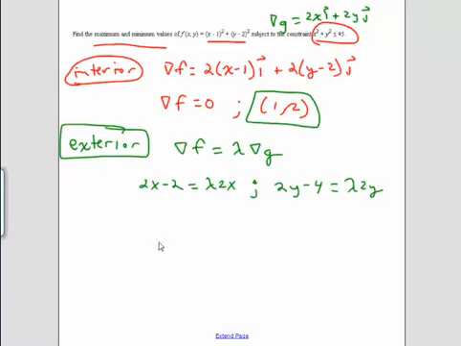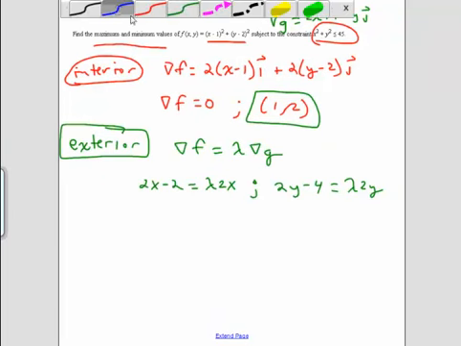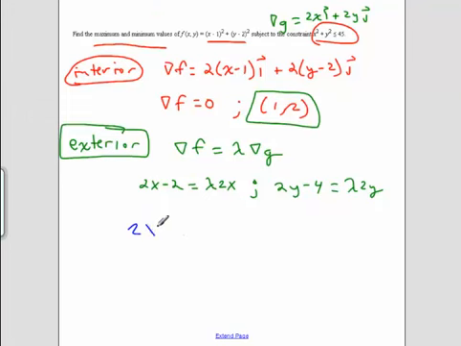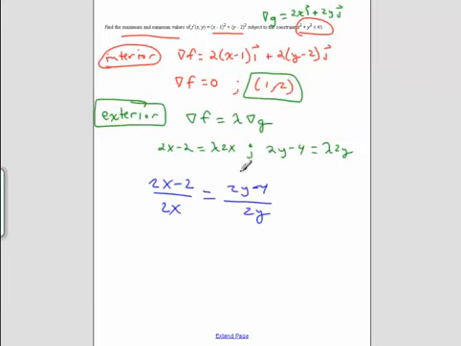Well, if we do a little bit of solving here and solve for lambda, on the left-hand side we get 2x minus 2 over 2x, dividing by 2x. And on the right-hand side, if we solve for lambda, we get 2y minus 4 over 2y. Okay, well, let's simplify this even further. We can get rid of all the 2's.